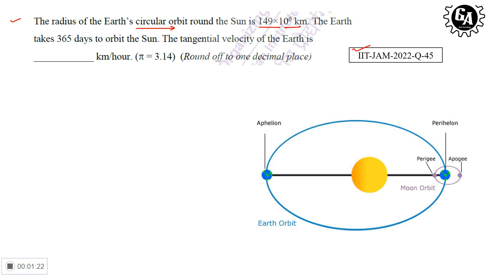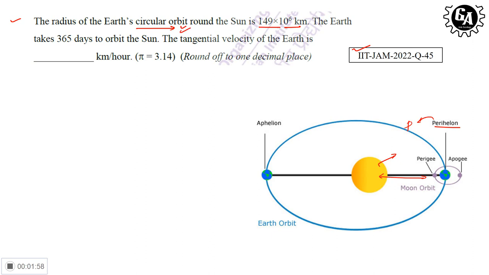And these are the positions. This is perihelion and aphelion. Perihelion is when the Sun is nearer to our Earth. Aphelion is the opposite. As a memory capsule, perihelion means it will come near, and then aphelion, it will go far. But in this question, they have just assumed the orbit to be circular.